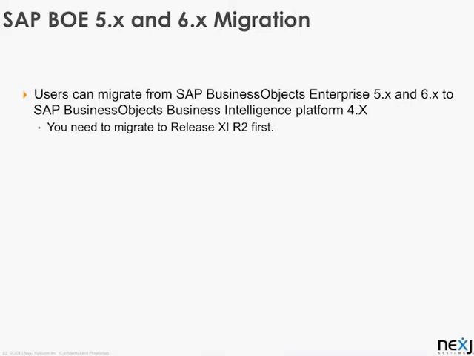Now, if you have a prior version to R2, you have to go to R2 first. You have to upgrade to R2 at the very least. If you're using 5 or 6, you have to go to R2, and then from R2 you can go directly into 4.1. Now, another thing, if you do have 4.0, 4.1 is not a migration, it's an upgrade, so you install it just over top of 4.0.